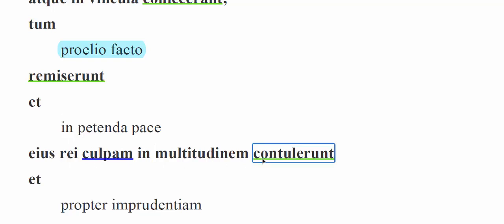Well, they placed the blame. That's what these two words taken in context mean. They placed the blame of this situation, that would be the arresting of him and the throwing him into chains, in multitudinem, onto the masses. So basically these legates were saying something to the effect of, it was the crowd's fault. They saw him, he was a Roman, they grabbed him and threw him into chains. It wasn't our fault.